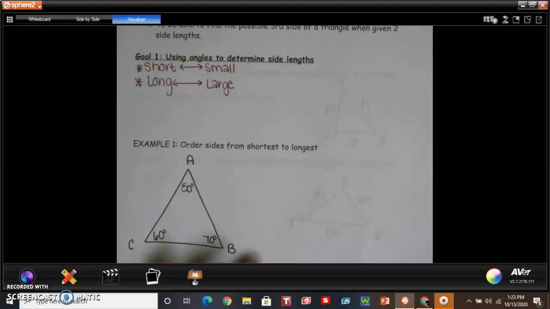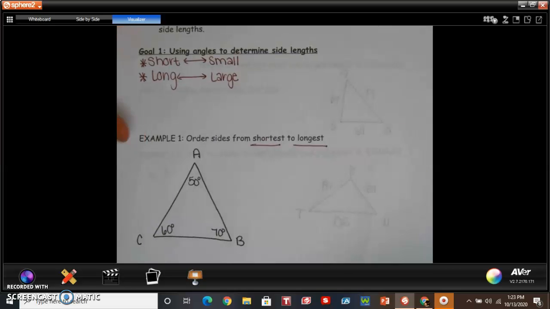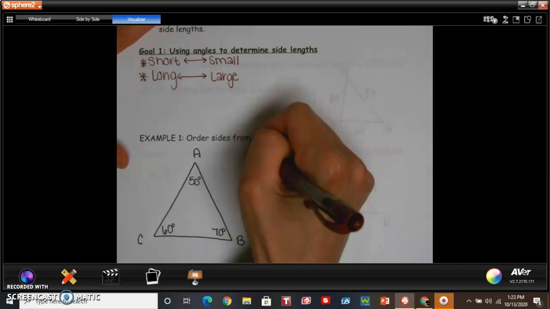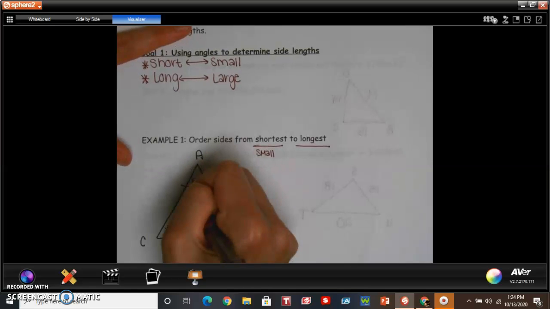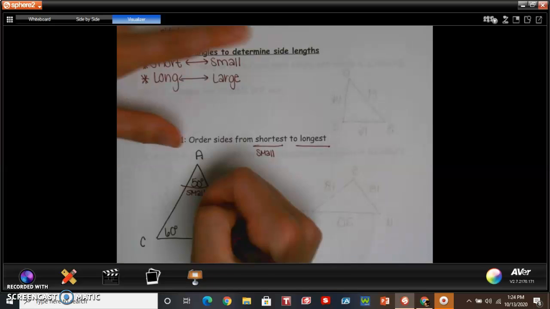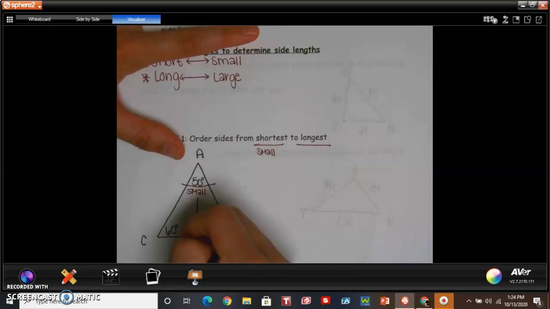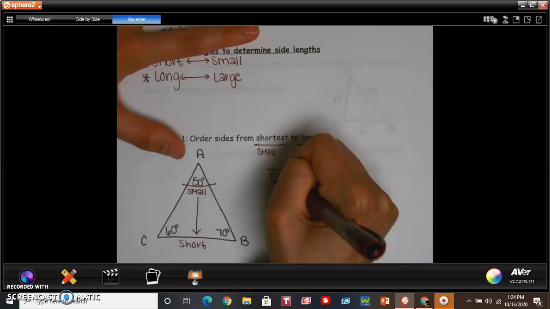So, for example, if we want to order these sides from shortest to longest, so we're talking about our sides. The first thing you need to do is find your smallest angle. So our smallest angle is 50. Okay? That means across from 50 is your shortest side. So our shortest side is side CB.